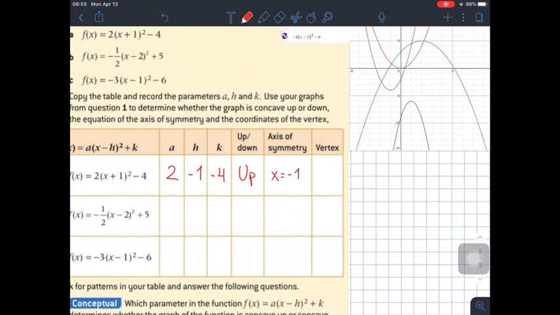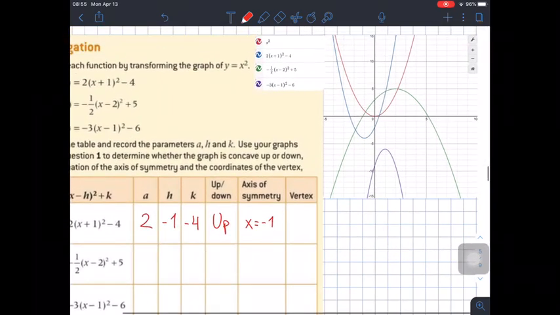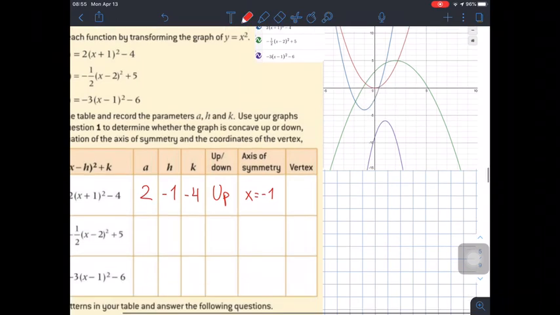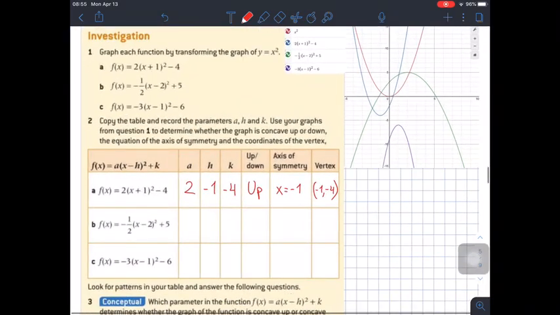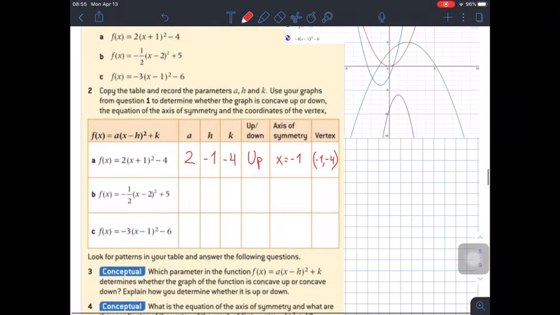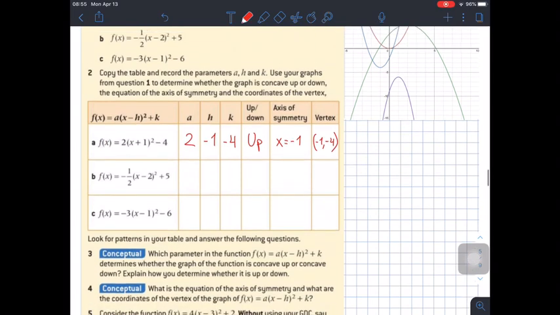And the vertex has coordinates, if you see here, this is -1 and this is -4, right? So the vertex has coordinates -1, -4. I hope you start seeing a pattern with this. Let's complete the table and then we're going to analyze this.